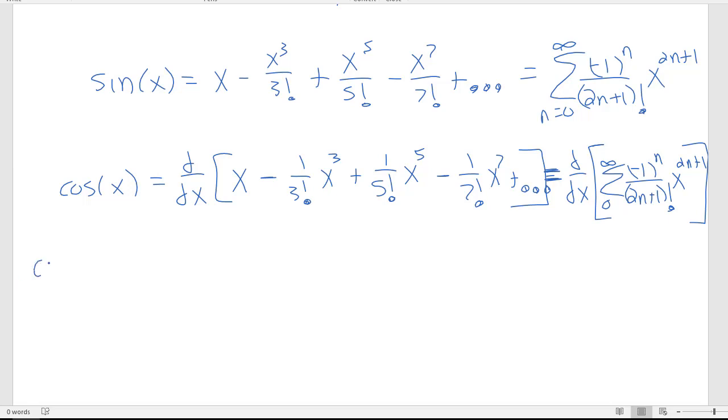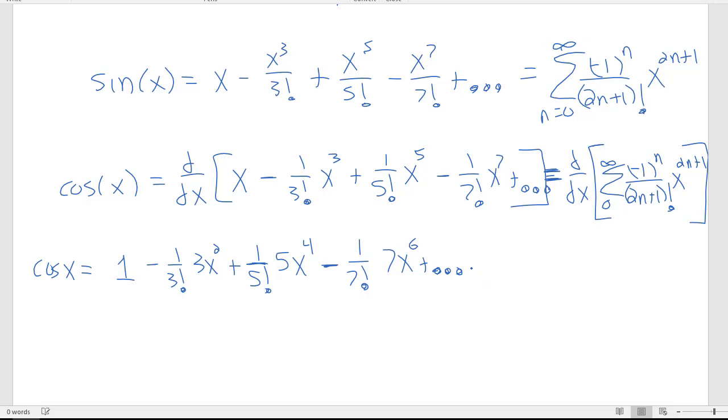So when I differentiate this polynomial form, this expanded form, the derivative of x is 1, and then I hold the constant off, 1 over 3 factorial. The derivative of x cubed is 3x squared. And then the next term, 1 over 5 factorial times x to the 5th. The constant, 1 over 5 factorial, I pull out of the derivative operator, and the derivative of x to the 5th is 5x to the 4th. And then the next term, I'm going to have 1 over 7 factorial, 7x to the 6th, and so on and so forth.